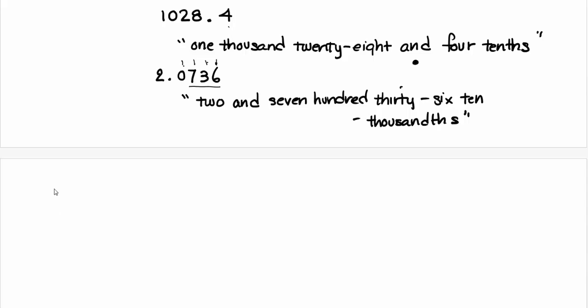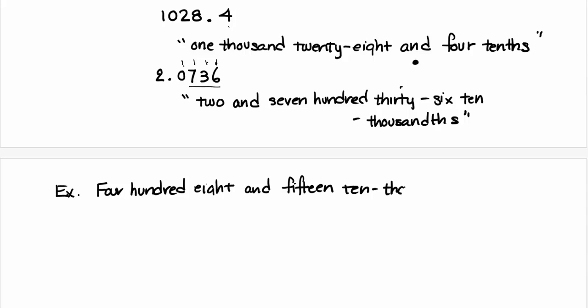We can also go in reverse, where we're given words and we write a numeral from the words. So let's see, take for example 408 and 15 10,000ths.